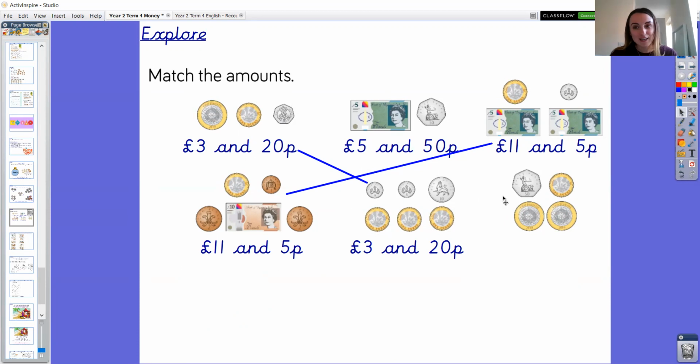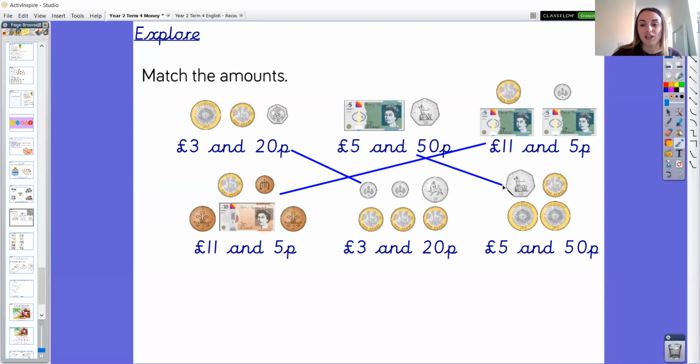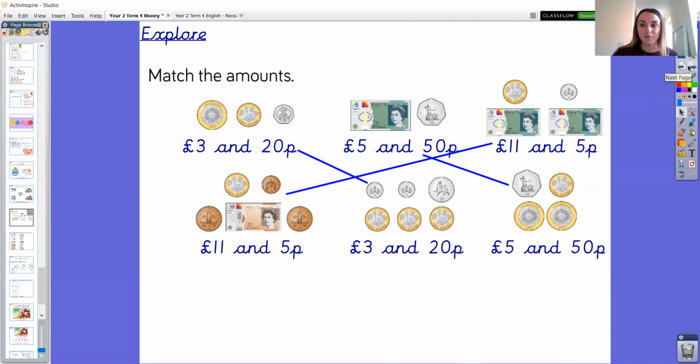So we could just match these last amounts up, but we think it's really important that we check the total amount first of all. So here we have a £2 coin and a £2 coin. So what's 2 add 2, year 2? 4, well done. And what is 1 more than 4? 5, so you have £5. And what is this silver coin here? 50p, well done. So we have £5 and 50p. So we can match these amounts here. Brilliant, well done year 2.